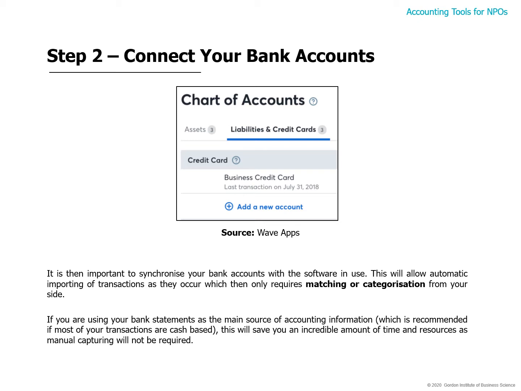So for example, all of your inflows will come through, and you would just then need to categorize and say that this relates to sales, or it relates to donors, or it relates to grants, whatever it may be. And so that saves you a massive amount of time, which of course saves you costs as well. Remember that if you are using bank statements as your main source of accounting information, which is usually the case when you're dealing with organizations that are largely cash-based, this will definitely save you a lot of time.